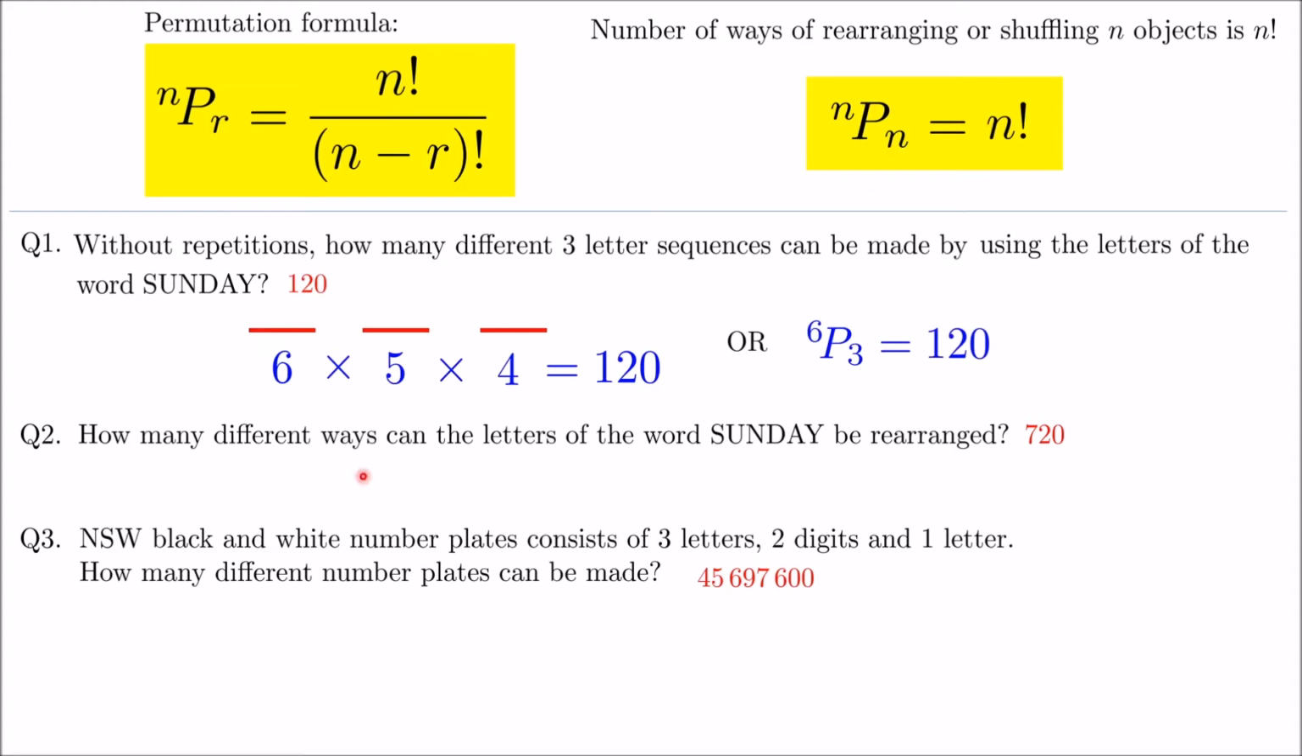Okay, so for question 2, the theory tells us that if you want to rearrange or shuffle n objects, the answer is just n factorial. So this question is just asking how many ways can we shuffle all 6 letters of the word Sunday. Okay, so that's just 6 factorial, giving us the answer straight away.